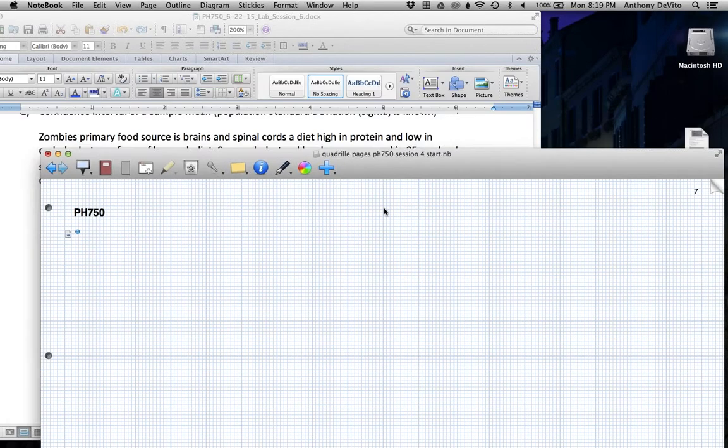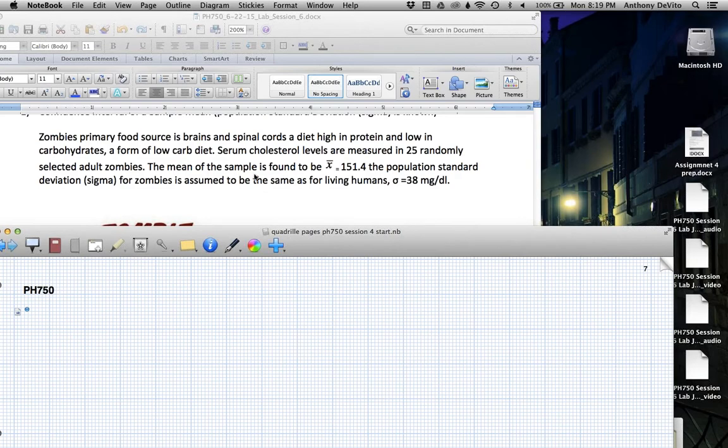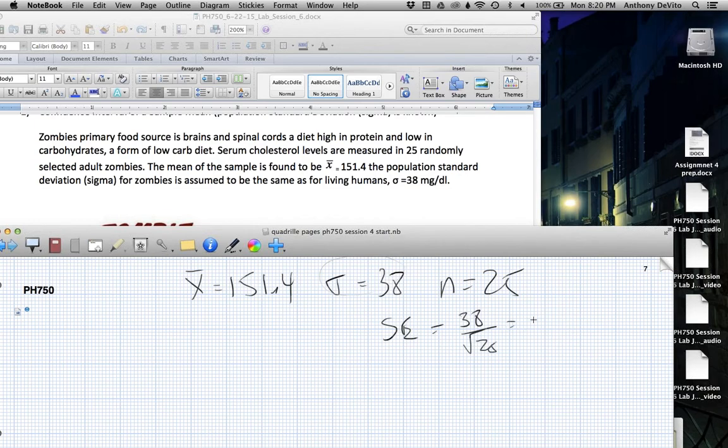Okay, and what did I say was to start the mean? The mean was X bar is 151.4. Sigma is equal to 38, and our sample size is equal to 25. So what's standard error? We can calculate it because we know the population standard deviation. It's going to be 38 divided by square root of 25. It's going to be 5 into 38, which is going to be 7.6.